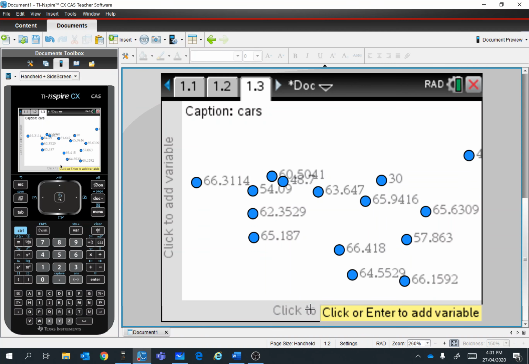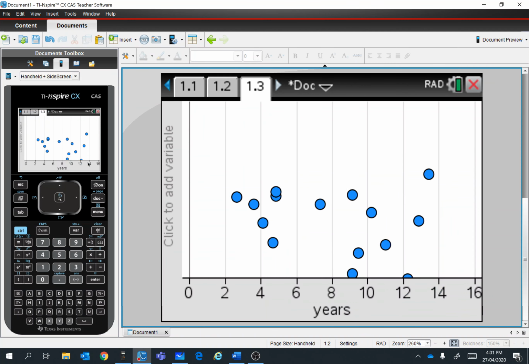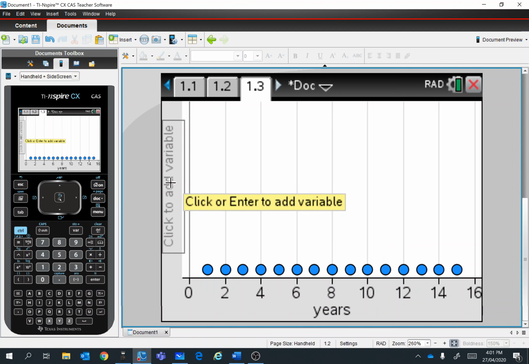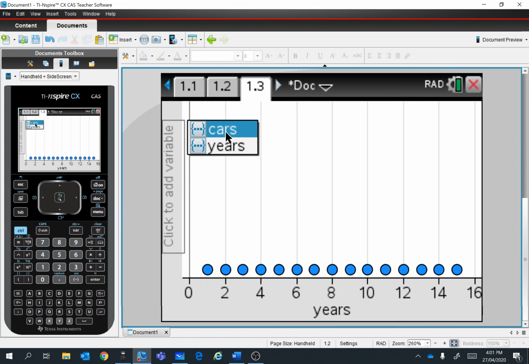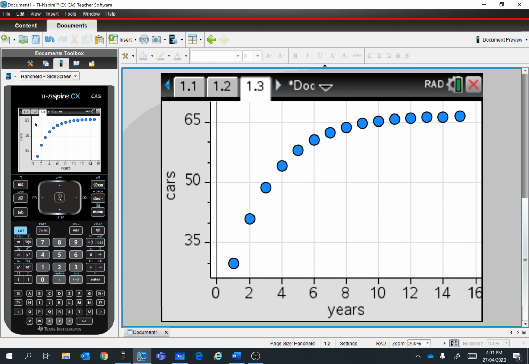Okay, so I'm going to click down here and put years. And then I go up here and click, and I put cars. So that is the shape of the graph that we should get. So you can see these 15 data points. Right, so we're going to go and sketch this general sort of shape and just do 15 data points that follows that sort of a pattern curving up.